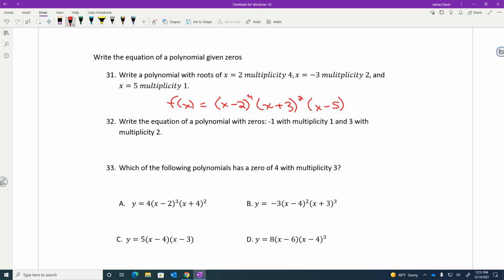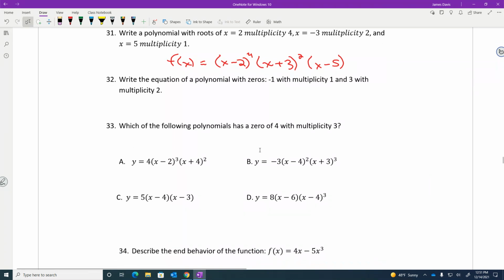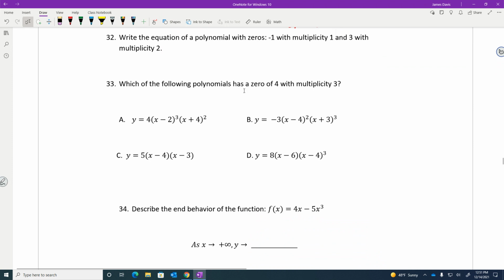So you can obviously do 32 on your own. It's almost the same. 33 should be pretty easy to pick out as well. 0 of 4 is the multiplicity of 3. Which one would that be? B, C, or D?